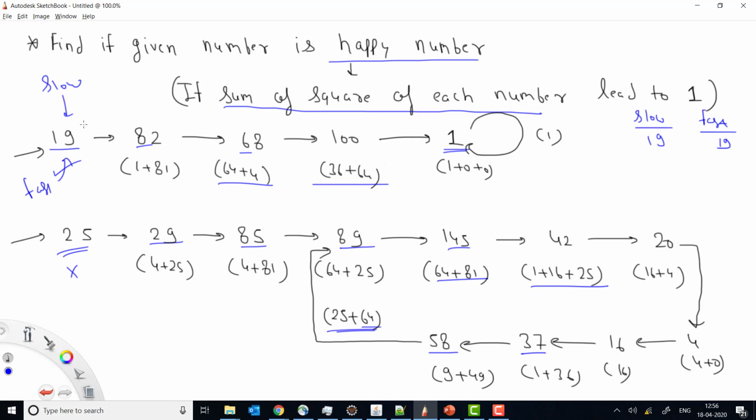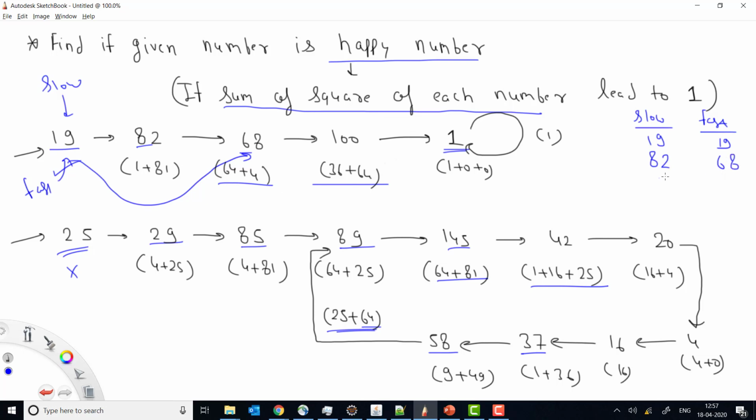So what will happen is, we will get the square of this number. The square of this number is 82. So slow will move to 82 and fast will move to 2. First of all we'll get the square of 19, which is 82, and then again we'll calculate the square of this number. Now 82 is pointing to this one, so fast will directly move to 68, because it will jump by 2 positions, right? So slow moves to 82 and fast moves 2 positions. So now it will be 68.